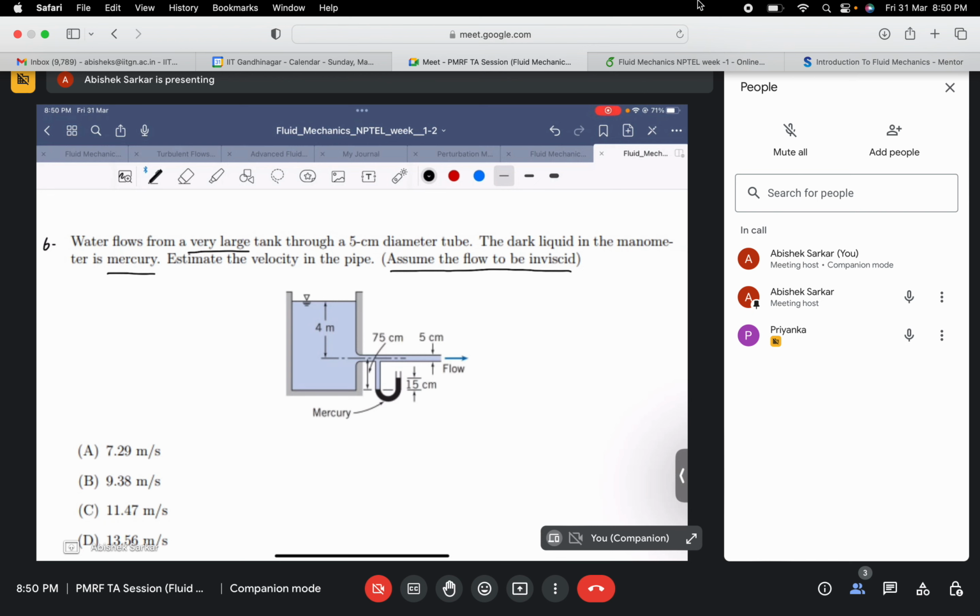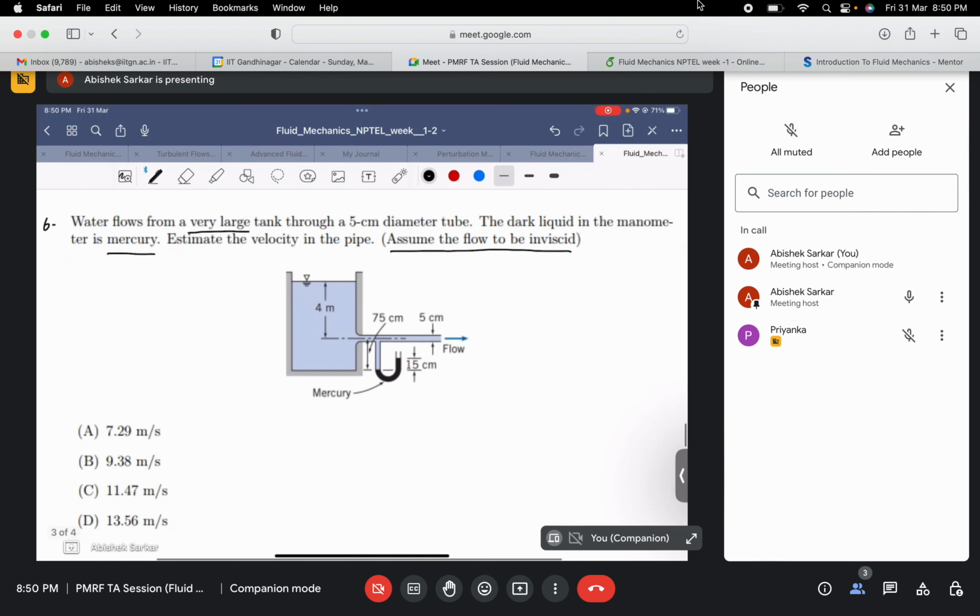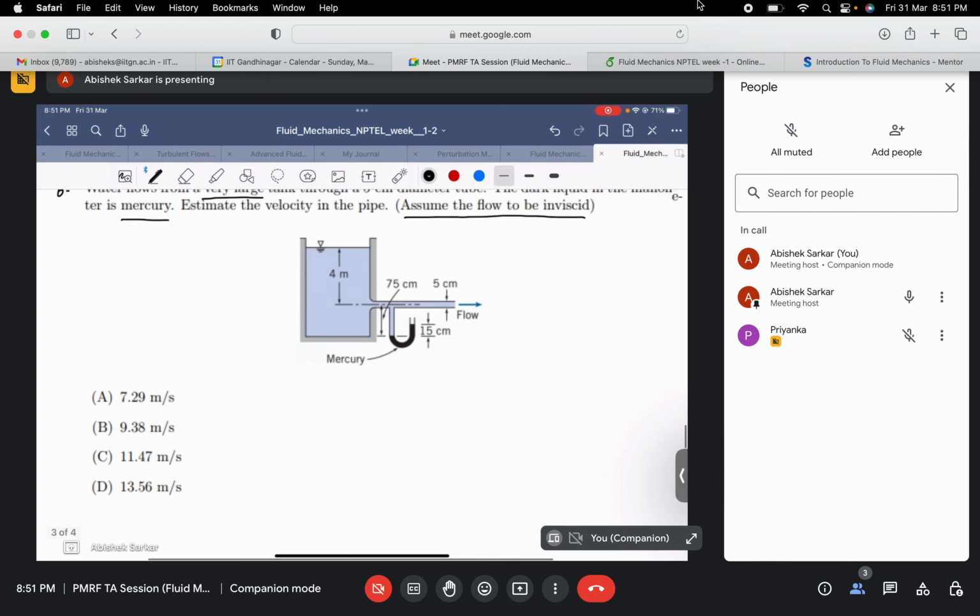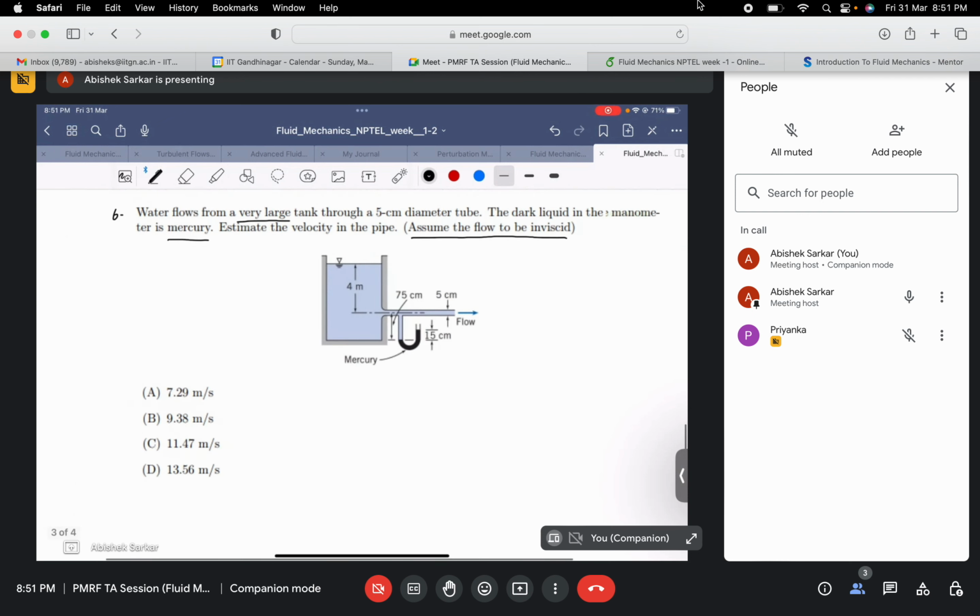Sir, I'm getting 15, sir. 15. Okay. I guess it's not correct since it's not one of the options. But still, I guess you would have tried the right approach, but you would have missed some of the steps somewhere, right? Or missed some of the important approximations. So could you please tell how you started so that we can sort out the issue?